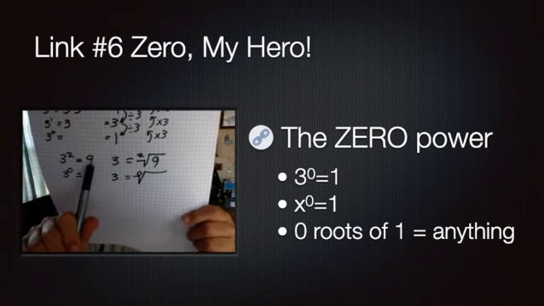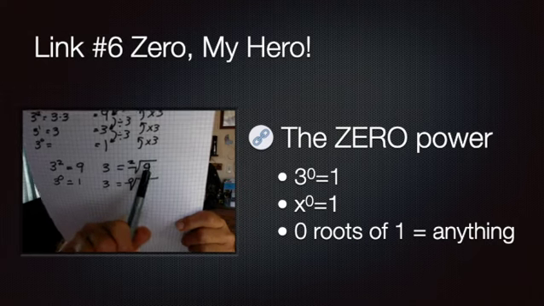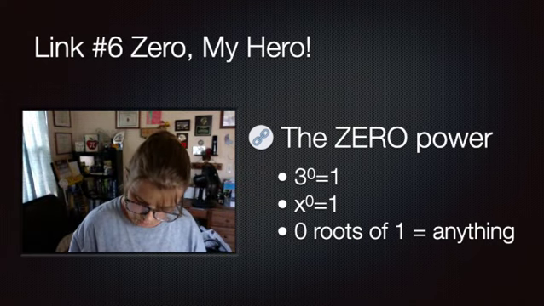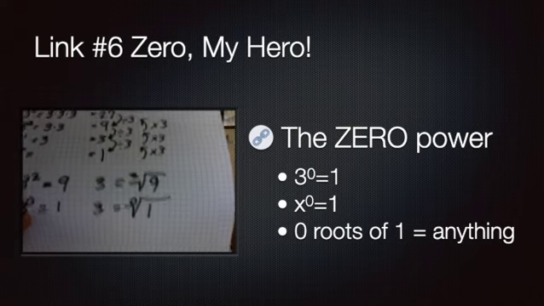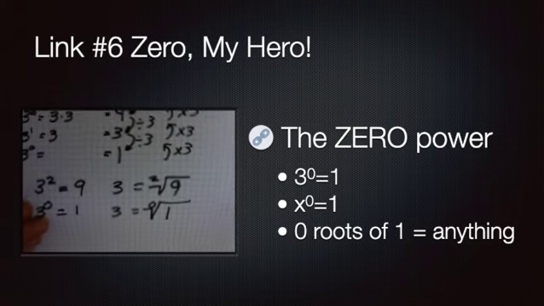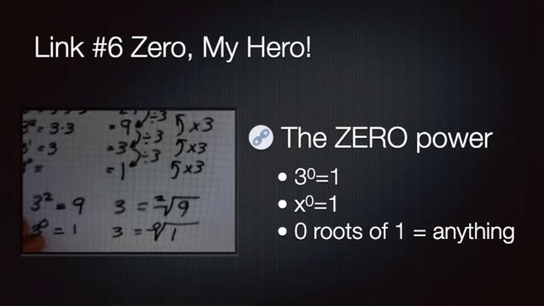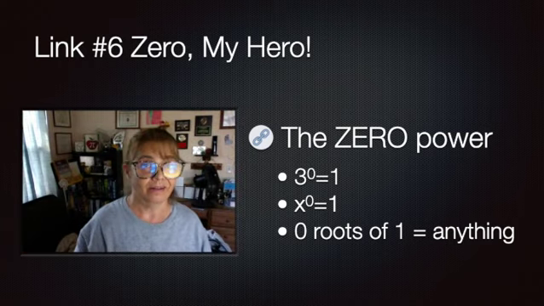Right? And 9 was the answer over here, and it was under the radical. So 1 is going to be under the radical. So any number to the 0 power is 1. And the 0 root of 1 is any number.